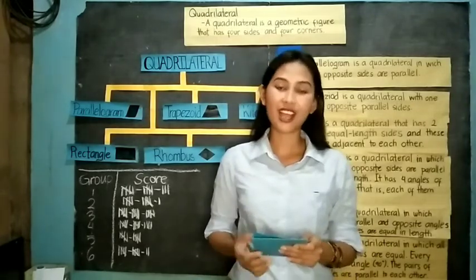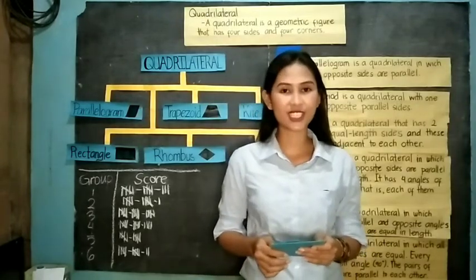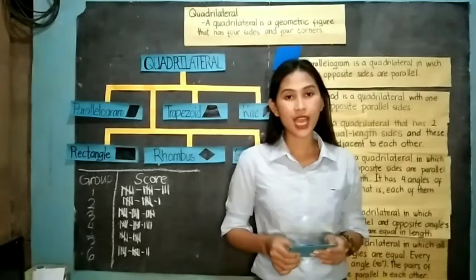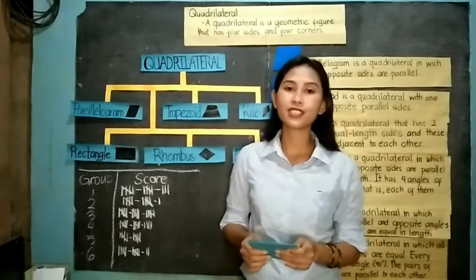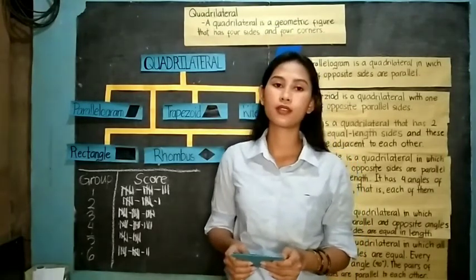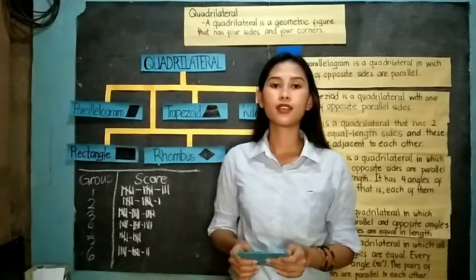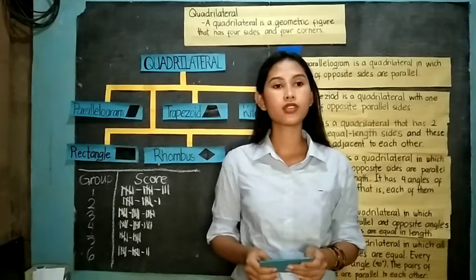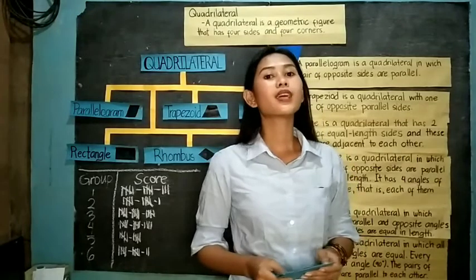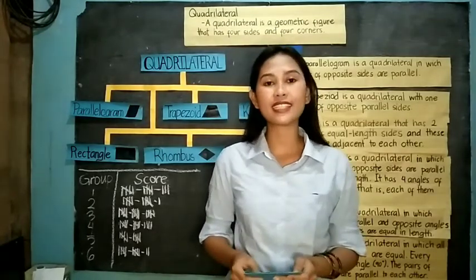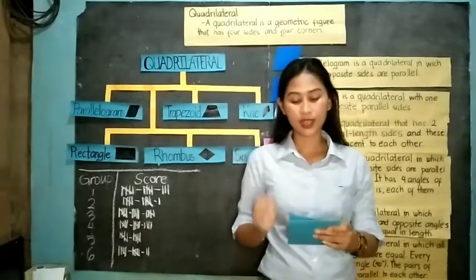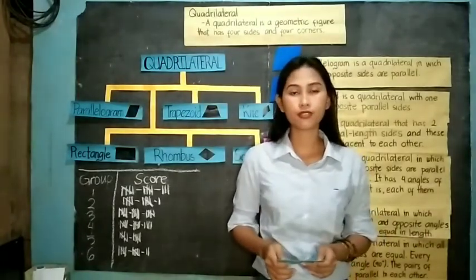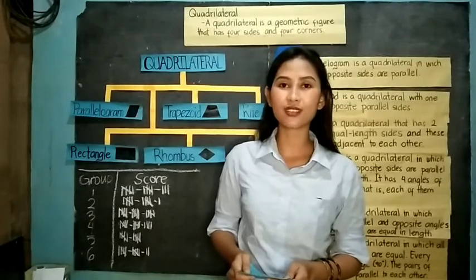Number 5. A trapezoid is an isosceles trapezoid. Is it a fact or a bluff? Time's up. Everybody, raise your answer. The answer is bluff. Only group 3 got the correct answer.